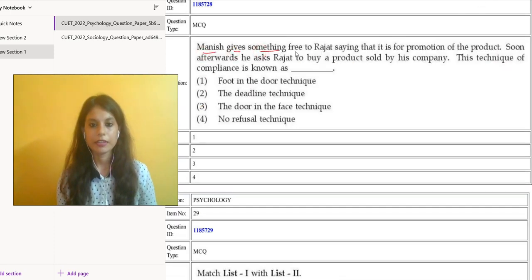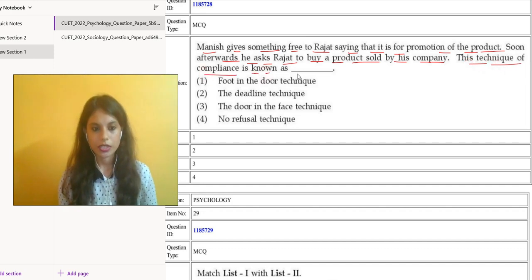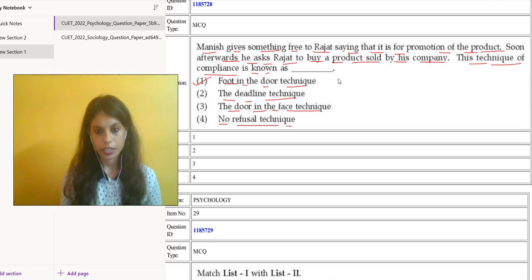Manish gives something free to Rajat, saying that it is for promotion of the product. Soon afterwards, he asks Rajat to buy a product sold by his company. This technique of compliance is known as what? Let's first go through the options: foot in the door technique, the deadline technique, the door in the face technique, no refusal technique. So over here, our answer would be foot in the door technique.